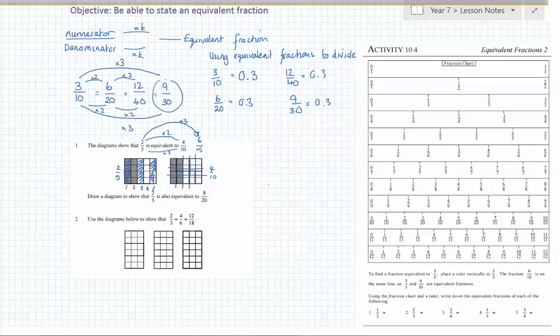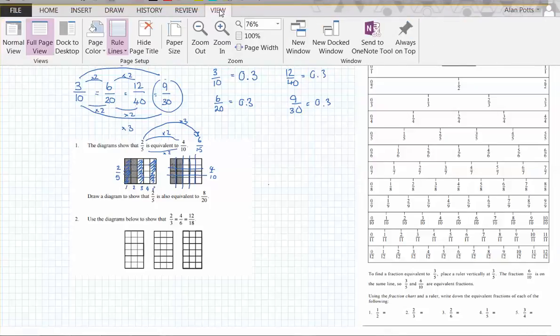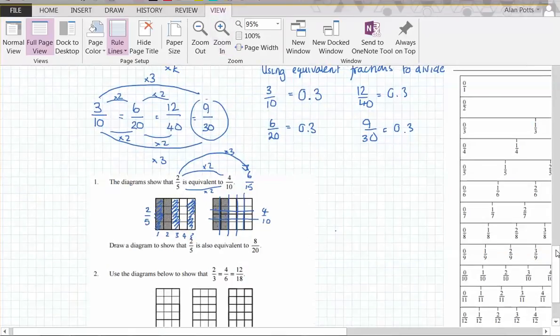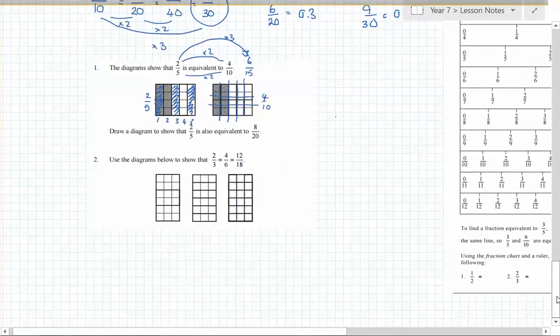Right, so we're still talking equivalent fractions. Okay, so at the end of last lesson we were on this question here, looking at finding equivalent fractions on the diagrams. So let's just finish this question off if we can.